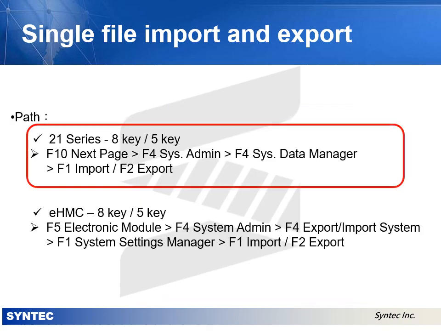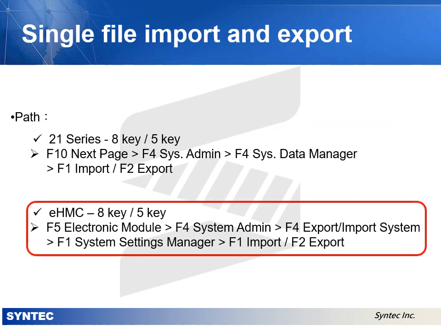The path for import and export on the general machine controller is F10, Next page to F4, System Admin to F4, System Data Manager to F1, Import or F2, Export. For the automation controller, it is F5, Electronic Module to F4, System Admin to F4, Export and Import System to F1, System Settings Manager to F1, Import or F2, Export.